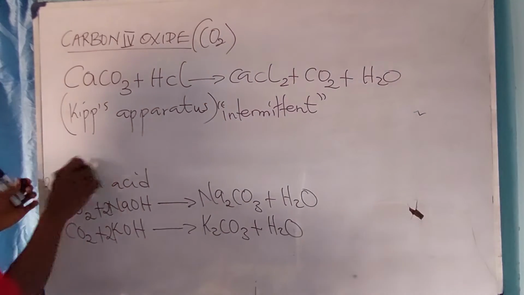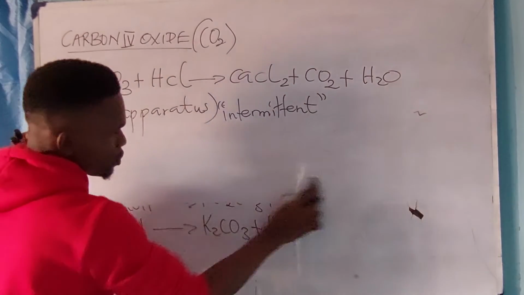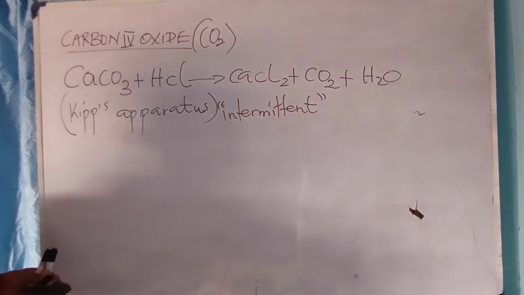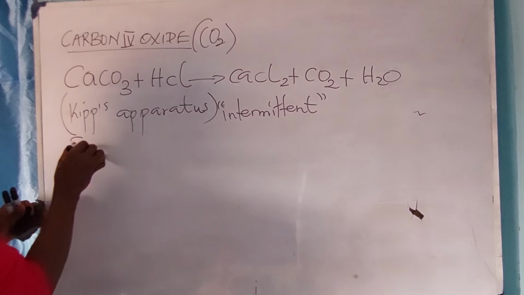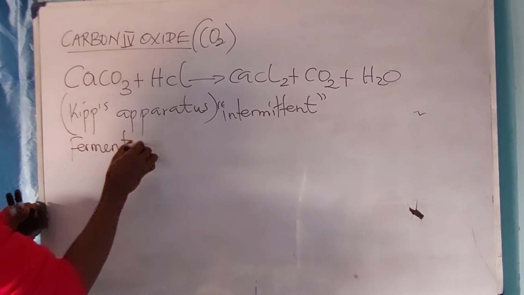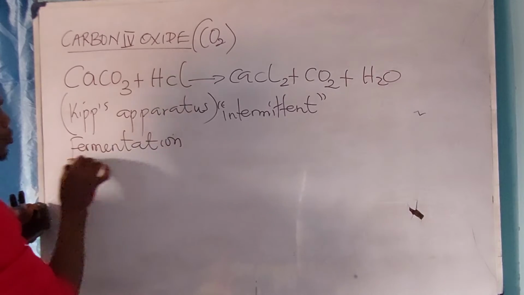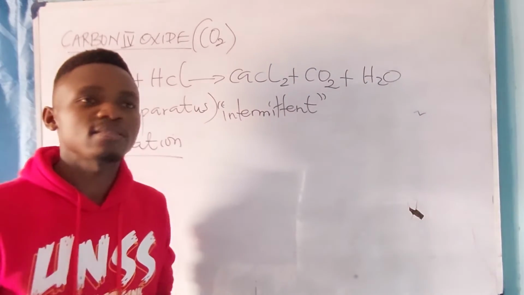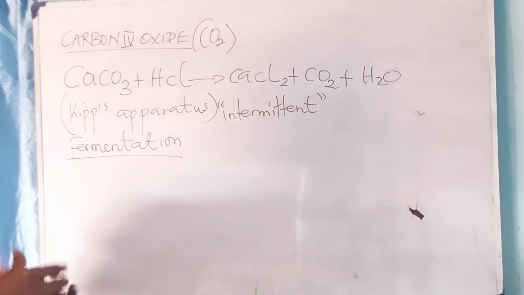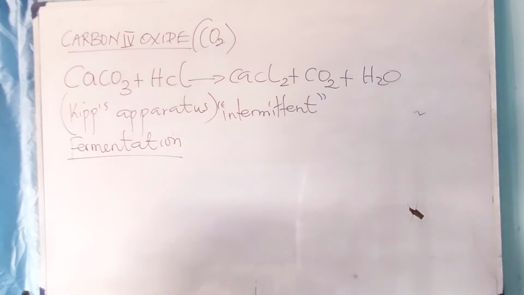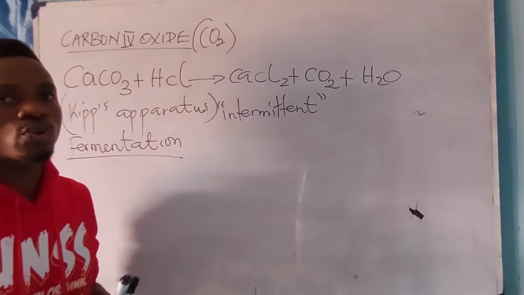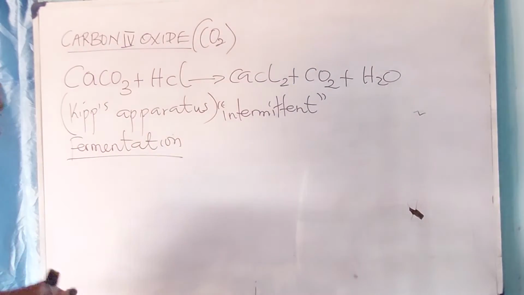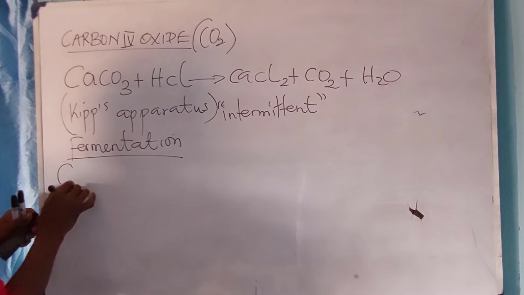Now, this is how it is produced in the lab, but industrially it is produced through fermentation. You know, fermentation can be defined as the microbial decomposition of a giant molecule to produce carbon 4 oxide and ethanol in the presence of an enzyme called zymase.